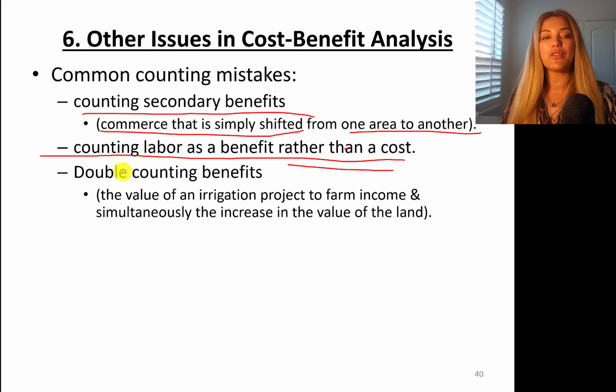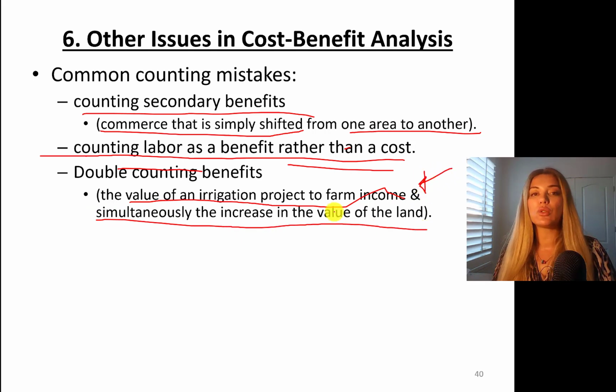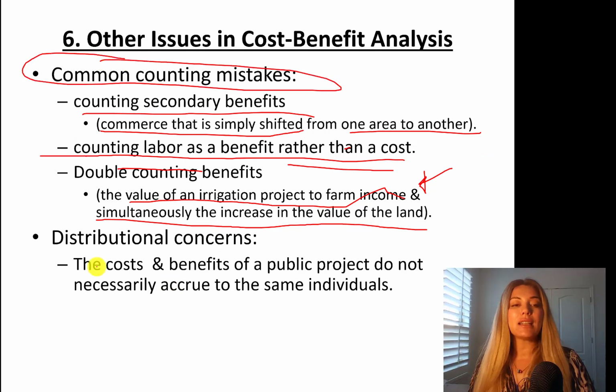Okay. Double counting benefits. For instance, value of an irrigation project to farm income, right? You can see this simultaneously increasing the value of land. So you need to pick the most direct one. Don't double count the benefits. These are common counting mistakes.